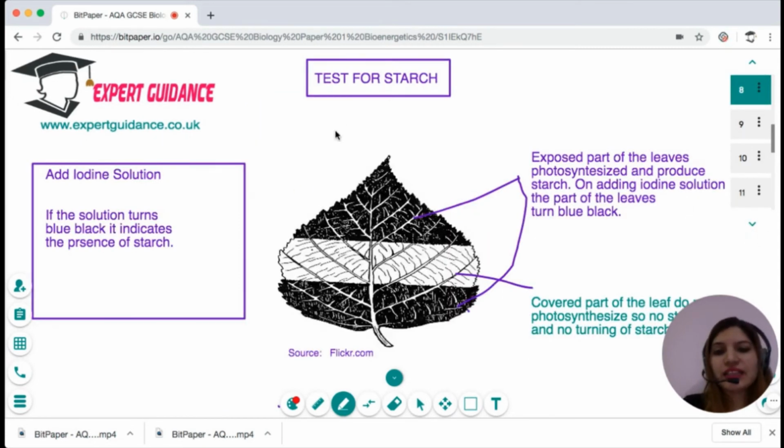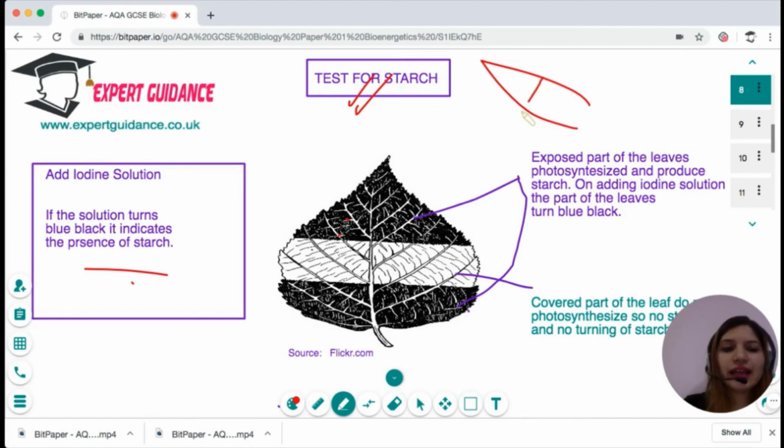Now there's a test for starch. If you remember from your school chemistry or biology experiment, if starch is present, you add an iodine solution and the iodine solution turns blue-black. Now I'll take a leaf and I'll cover one leaf with a small black tape in the middle, and then I'll put it into the light.